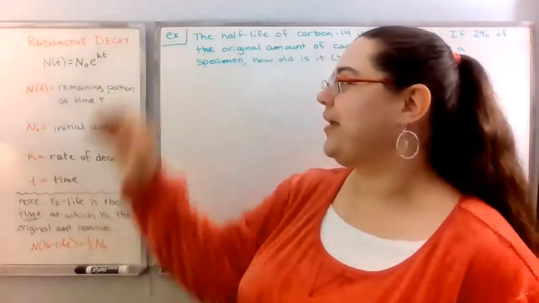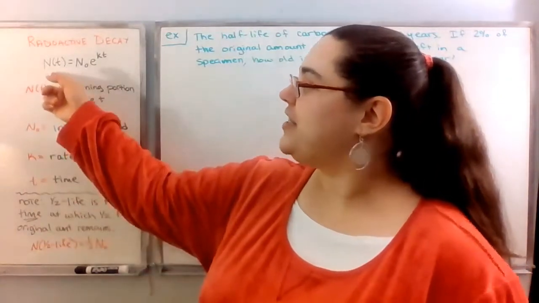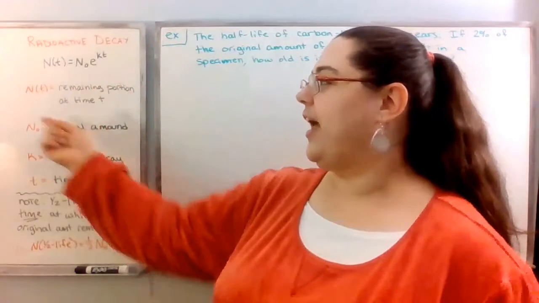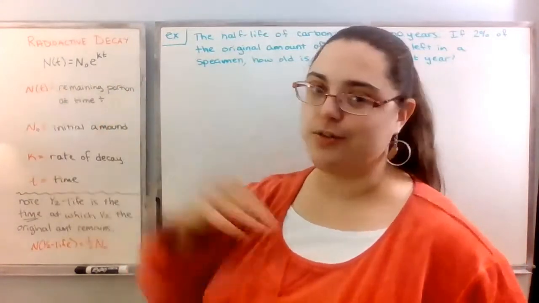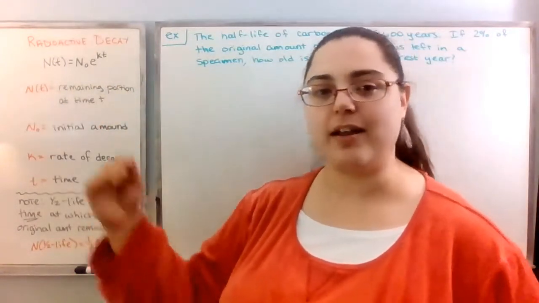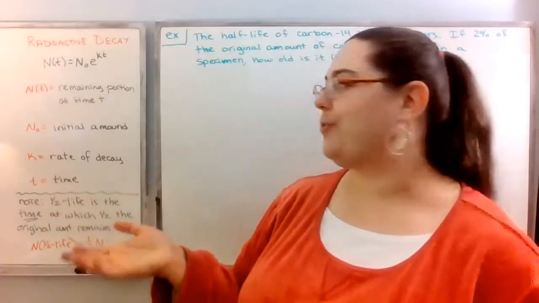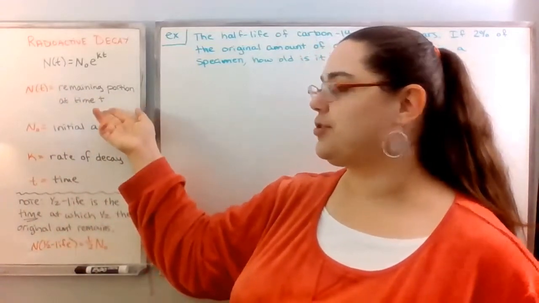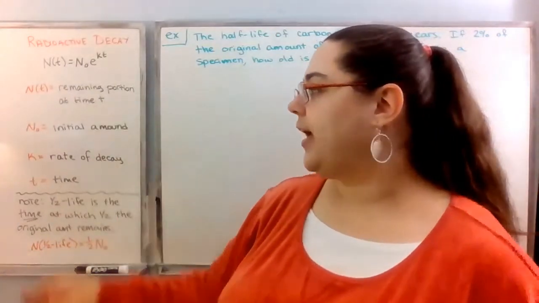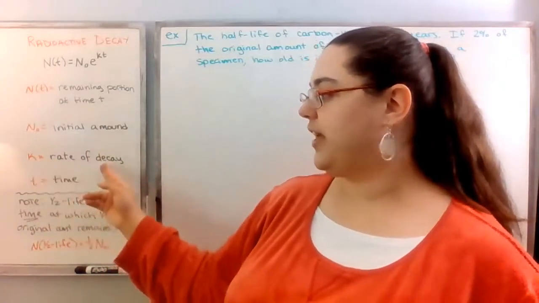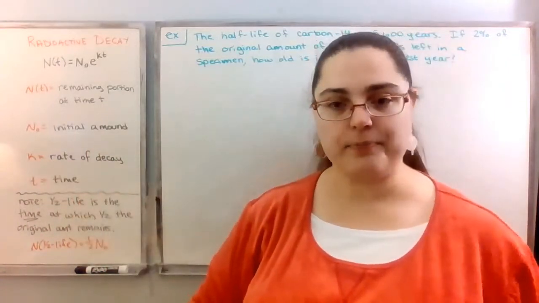So our model for radioactive decay is N of T equals N naught e to the KT, where N of T, this is function notation, so it doesn't mean N times T, is the remaining portion of the substance that you started with after time T, so how much of it is left. N naught is how much you had at the very beginning. K is your rate of decay, and T is time.